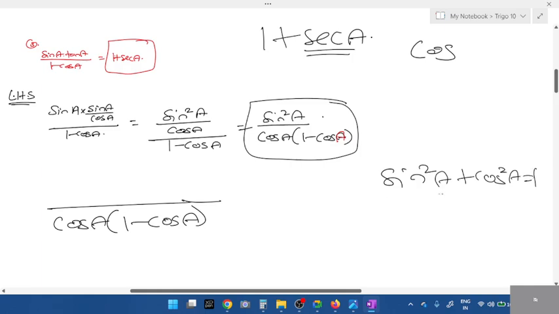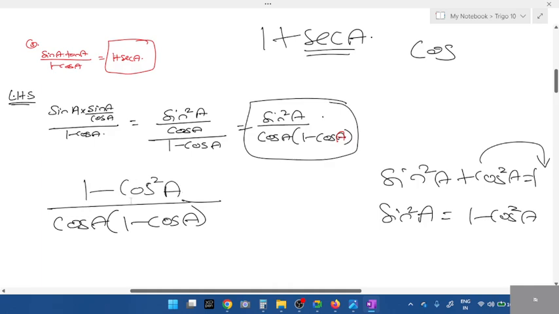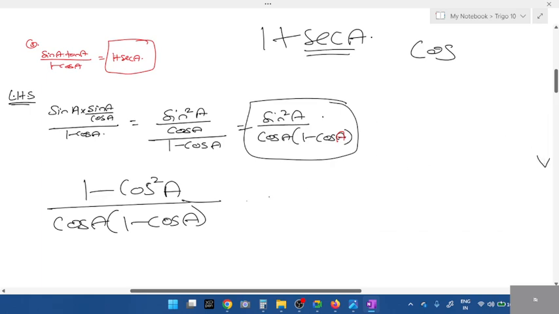What should I write for sine square A? What should I replace sine square A with? 1 minus cos square A. That is what I've written. Did we convert everything on the left hand side into cos? Everything is cos, right? Now this 1 I'll take as 1 square, and cos I'll write as cos square, students.